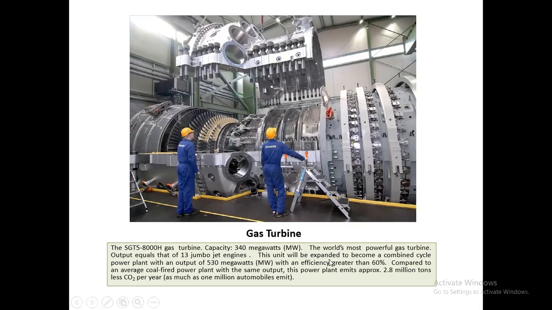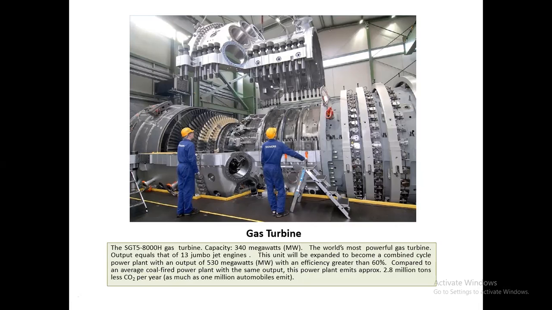This unit will be expanded to become a combined cycle power plant. A combined cycle power plant is one in which heat and steam are both involved to produce power. The combined cycle power plant has an output of 530 megawatt with an efficiency greater than 60% compared to the average coal fired plant. Coal fired means where coal is burned to produce electricity. But a combined cycle power plant can produce more electricity than a conventional thermal power plant.